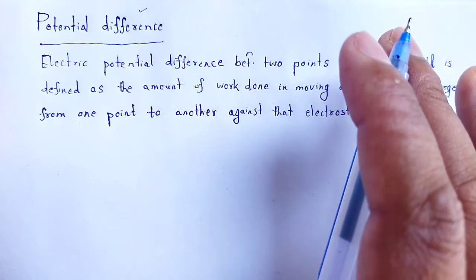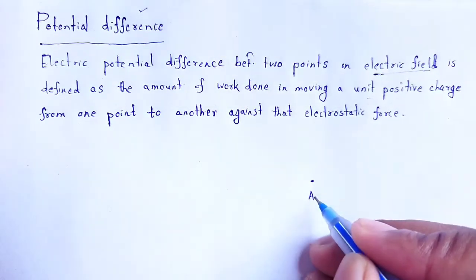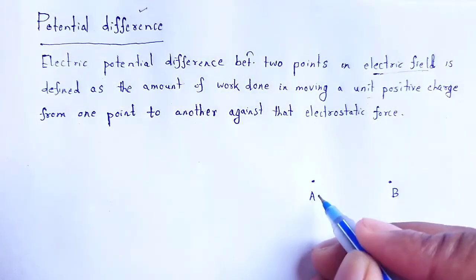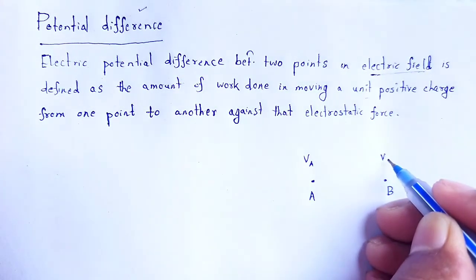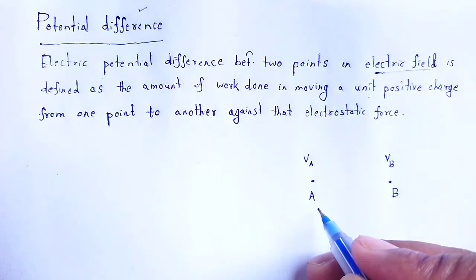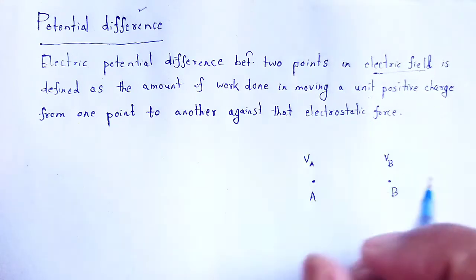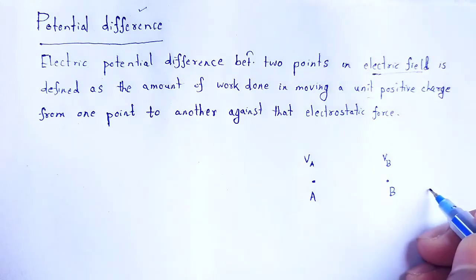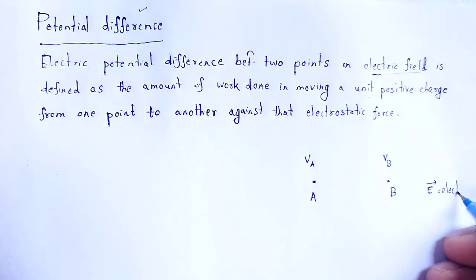Let me take the electric potential at 2 points. One point is A, another point B. Let the electric potential at point A be VA and potential at point B be VB, and these 2 points are in the electric field E.